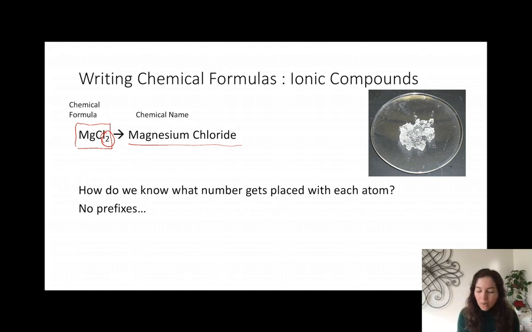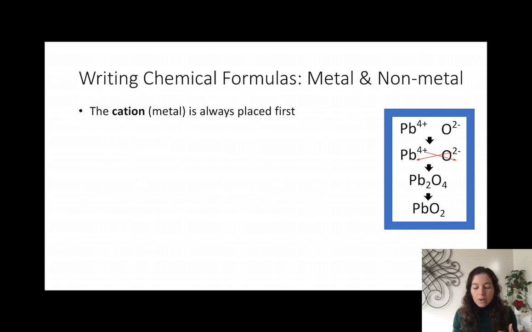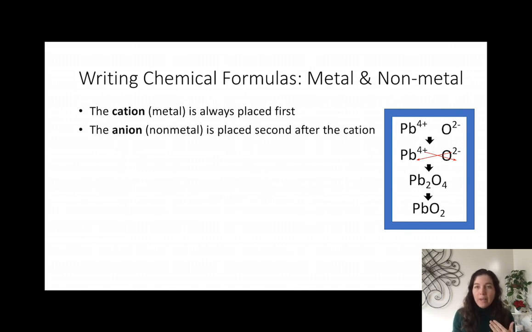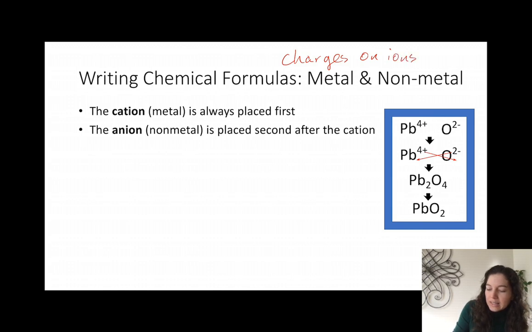So we need to figure out what number goes there. How do we know what number gets placed with each atom? Because we have no prefixes. So in order to do this, we need to look at the charges. We're going to look at the charges on the ionic compounds. So the charges on ions dictate the number subscripts.